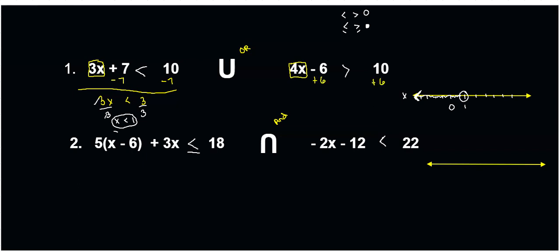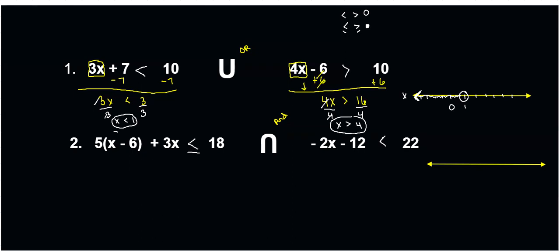Stay in neutral, right? When I do that, I bring down the 4x. Gone, gone. Bring down your inequality. 10 plus 6 is 16. Now, I've got 4 times x is greater than 16. I don't want 4 times x. I want x. They're timesing, so we're going to divide. Whatever we do to one side, we do to the other. These will cancel. Bring down your greater than symbol. 16 divided by 4 is 4.